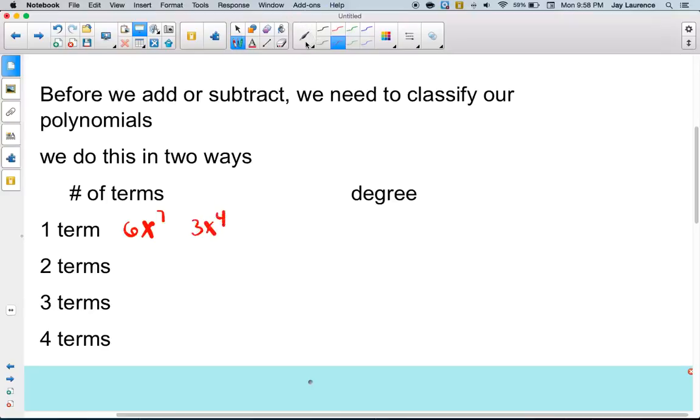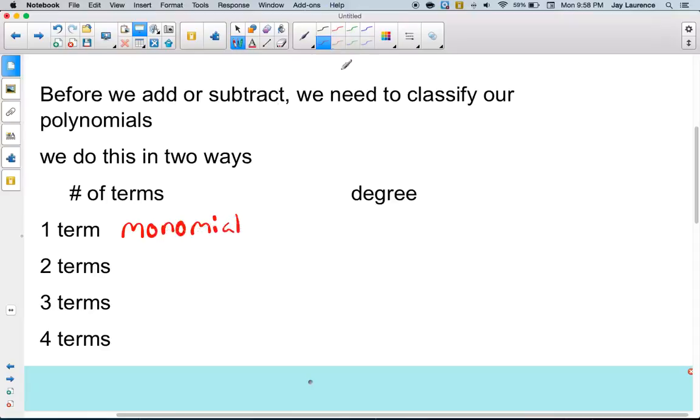We call those monomials. Let me spell monomial for you. Monomial. Mono meaning 1.